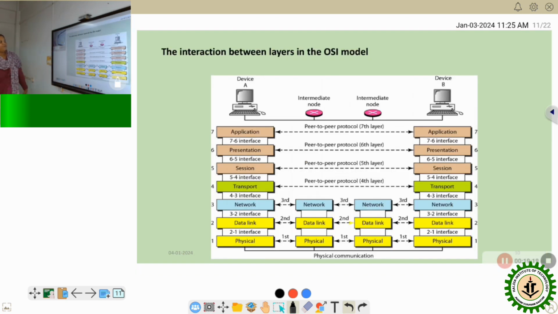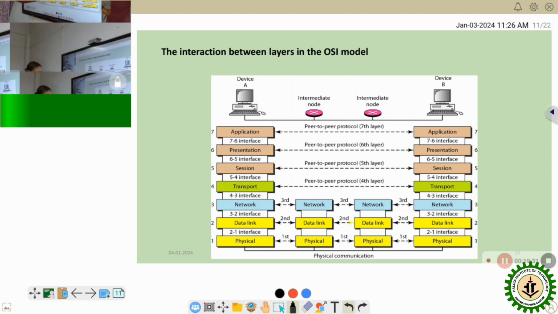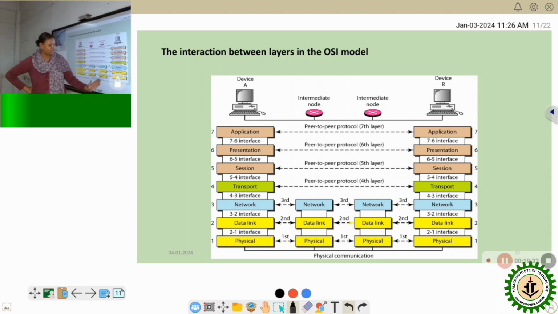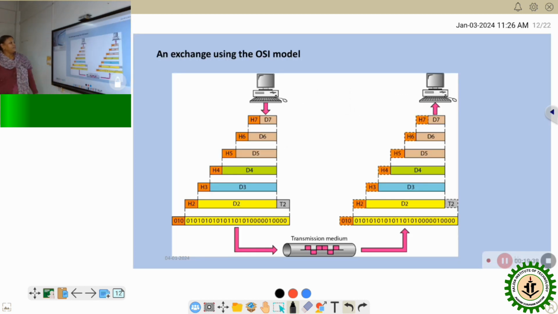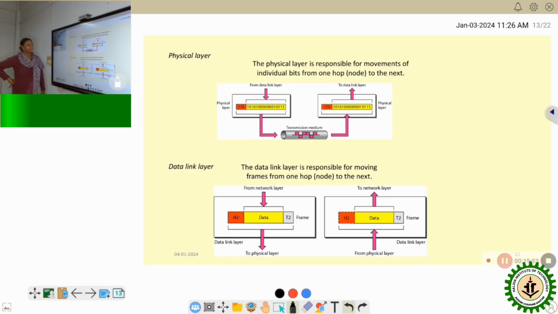This is the total diagram of the interaction. So at the bottom, physical to physical connected, then data link, up to the application layer, where the user is present. So one by one each layer is connected, then physical communication, physical end to physical end, then back to the application layer. In the exchange of the data, the sender side sends the data D7, D6 to this side. This is the data through transmission media, again back to the receiver side.